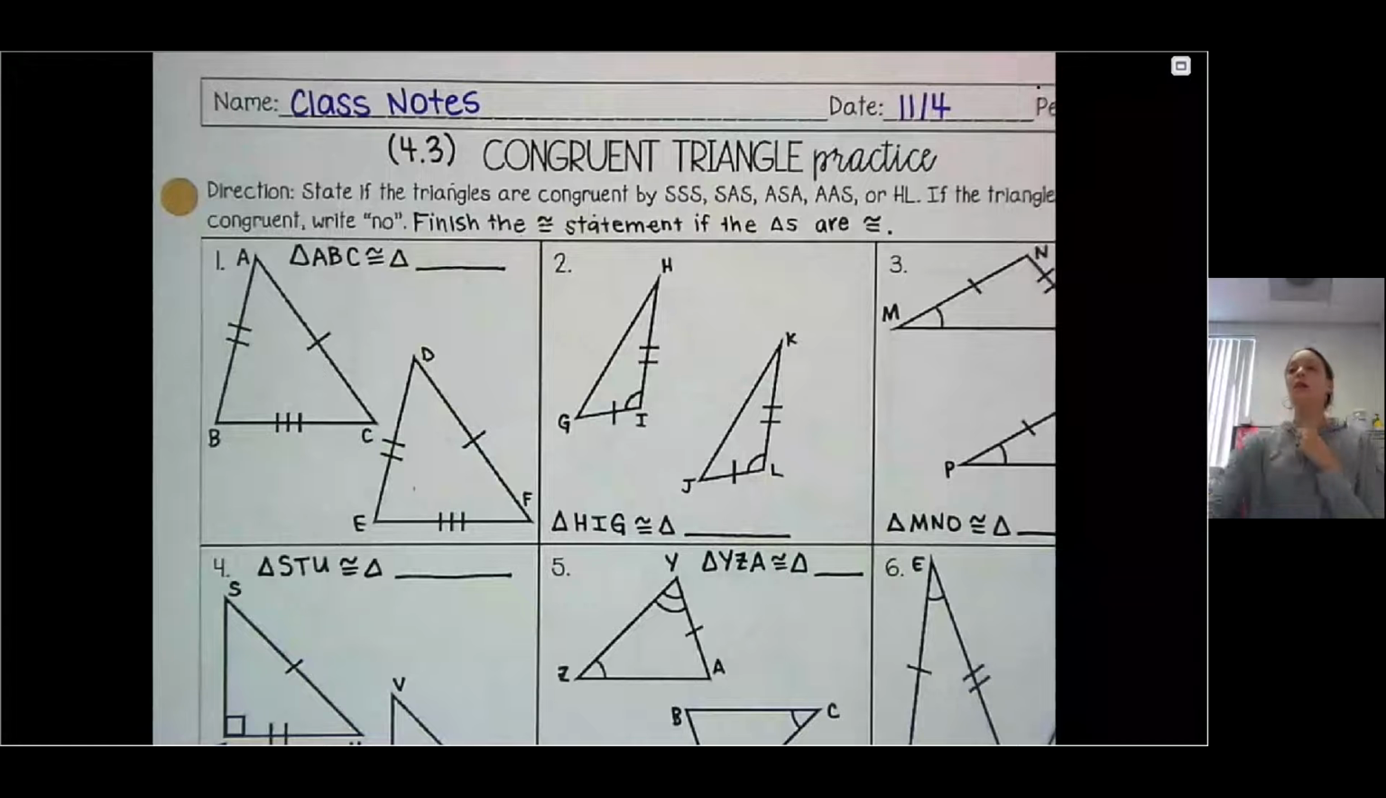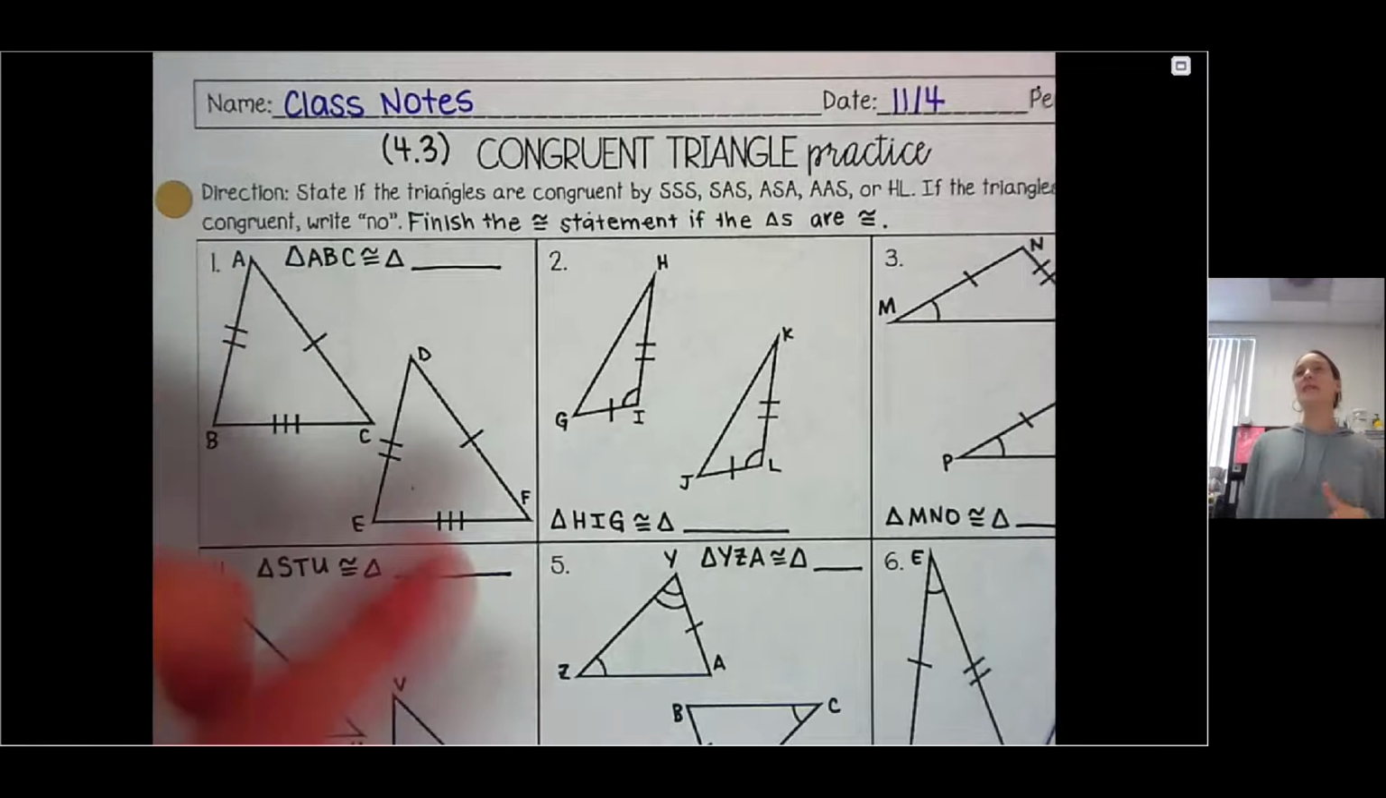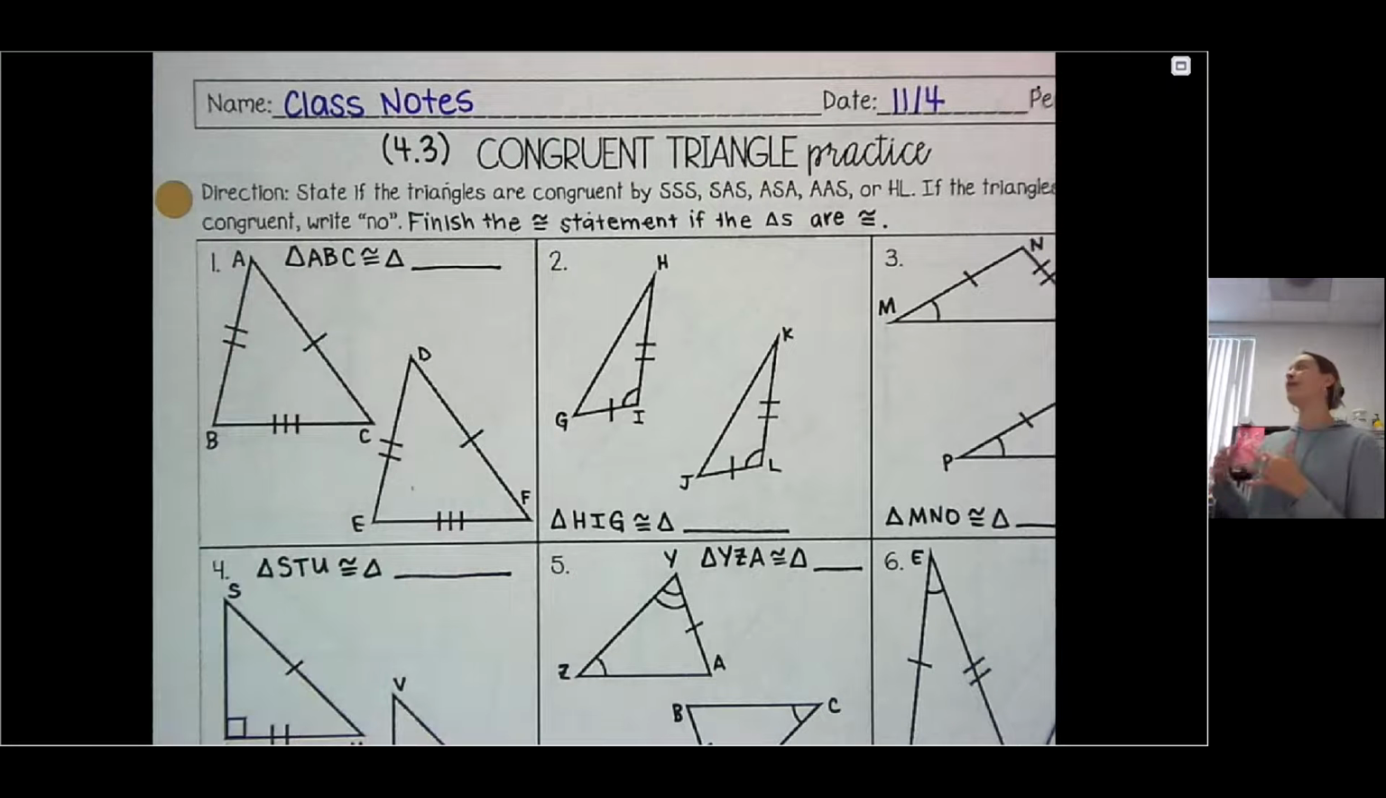On the right side? Okay, so here is what I'm going to ask that you do for each problem. First thing you have to do is state if the triangles are congruent or not congruent. If they are congruent, you have to tell me which theorem proves that they're congruent. If they are not congruent, then you can just write no or not congruent. And then if they are congruent, you do have to write a statement, a sentence that says this triangle, the first one, is congruent to the second triangle, and put it in the correct order.